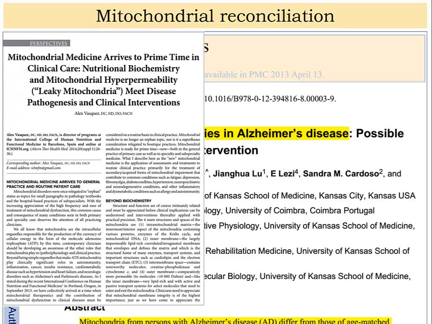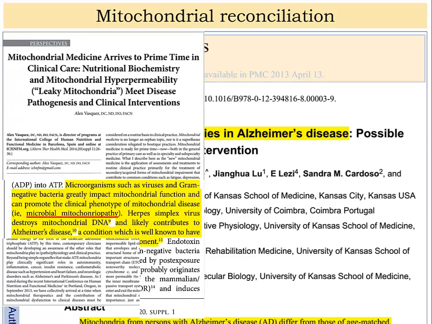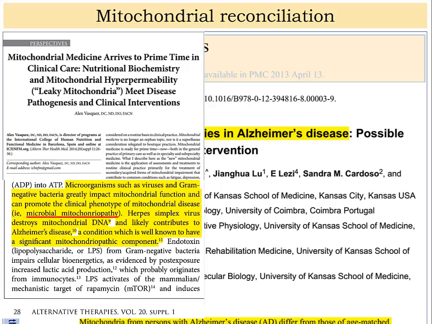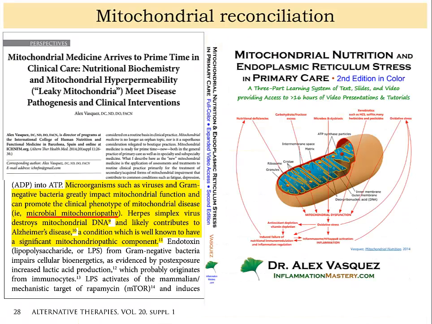What I've discussed before is what I call microbial mitochondriopathy, and that is how viral infections can impact mitochondrial function in such a way as to lead to not simply mitochondrial impairment, but ultimately the clinical manifestations of that. And so what I'll show you right now from the diagram on the cover of my book is how microbial infections can impact mitochondrial function.